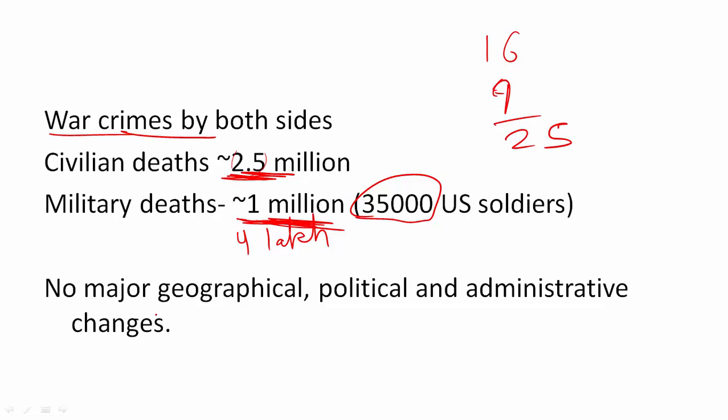Now, a very important fact about this war is that even though it was such a disastrous war, there was hardly any geographical change. You have seen that there is only a little change in the border from the 38th parallel to the current DMZ. There was also not much political change. North Korea was a communist country. It is still a communist country. South Korea was not a democracy, but it was favorable to the US and Western powers. It is still favorable to the US and Western powers. Also, not much administrative change. So you can say that this war was actually fought for nothing.